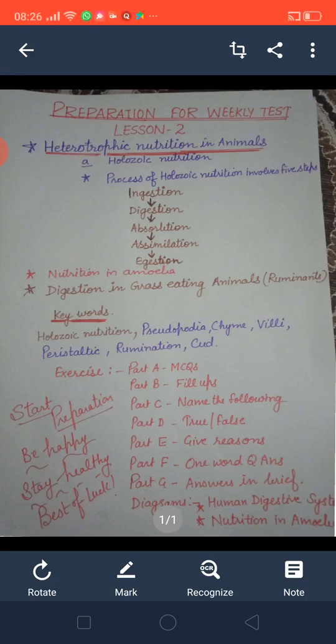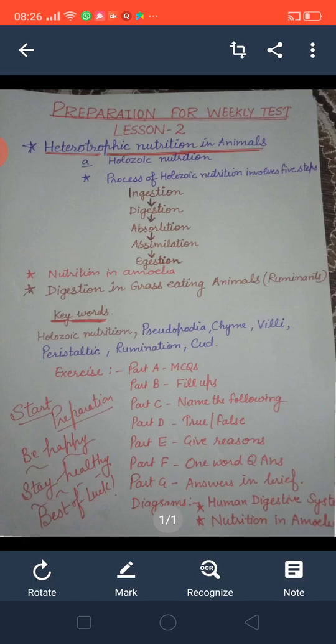After that, you have to study digestion in grass-eating animals. Then in the amoeba also you have to study. In this way, you have to study the complete lesson in detail. And my dear students, after that you have to learn keywords. Earlier also we have learned. In the previous weekly test also we have given you keywords: holozoic nutrition, pseudopodia, chyme, villi, peristaltic, rumination and curd.